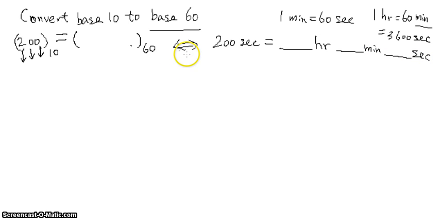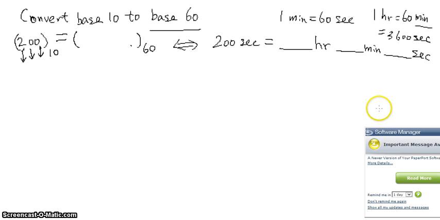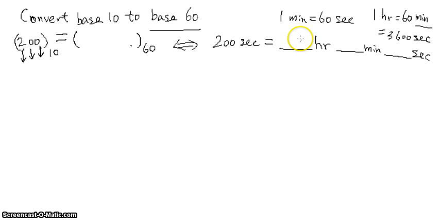So when we do the question on the right side, if we have 200 seconds, apparently it's not enough to make an hour because we need 3600 to make an hour. So we don't even need to worry about the hour here. It's pretty much like a 0 hour, so we can just get rid of it. We just need to figure out how many minutes 200 seconds contain.